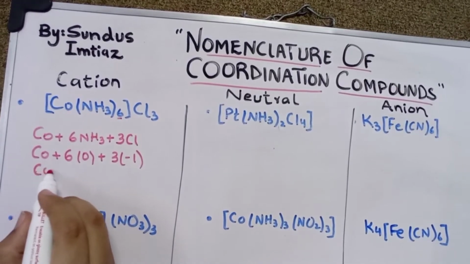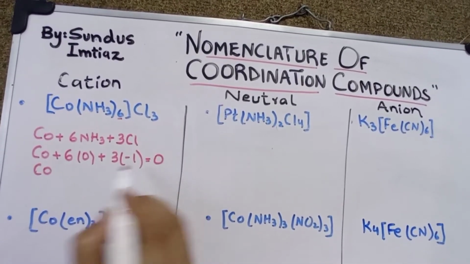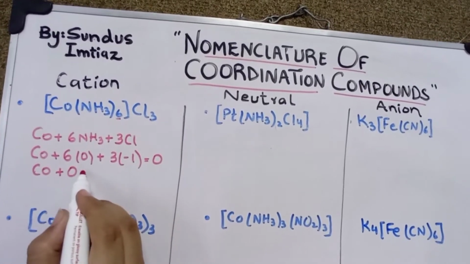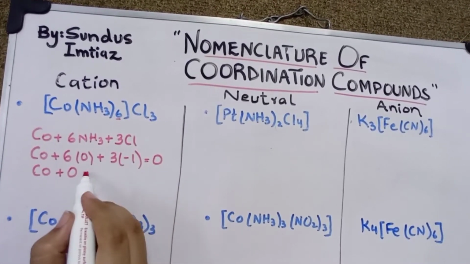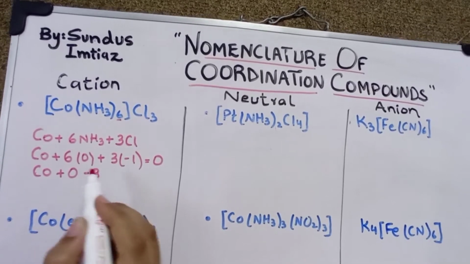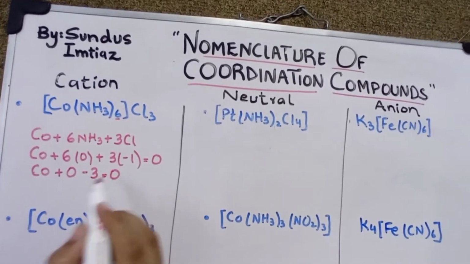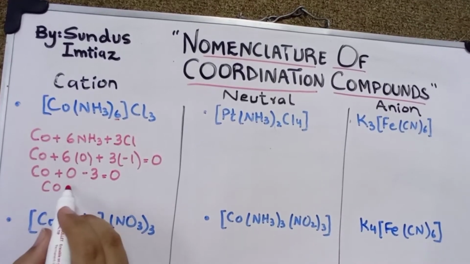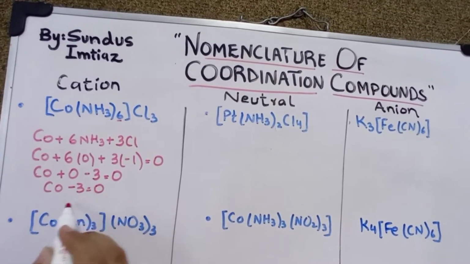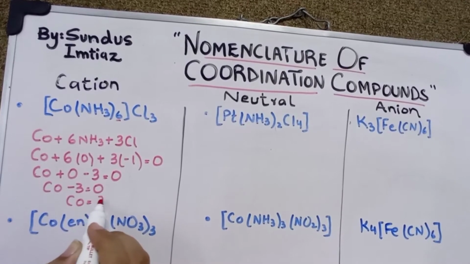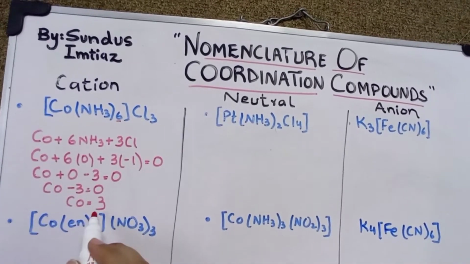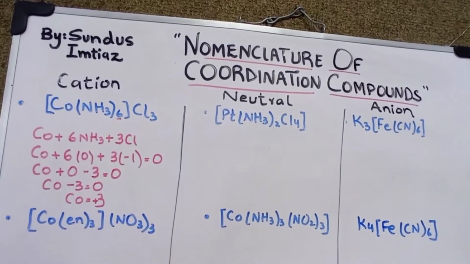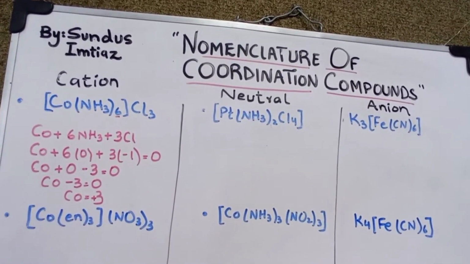Now cobalt plus 6 times 0 is 0, plus minus is minus, then 3 times 1 is 3, is equals to 0. Now cobalt minus 3 is equals to 0, and the 3 will go to the opposite side with plus 3 charge. So cobalt has +3 charge.